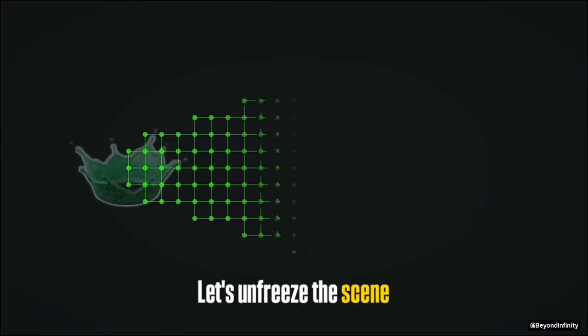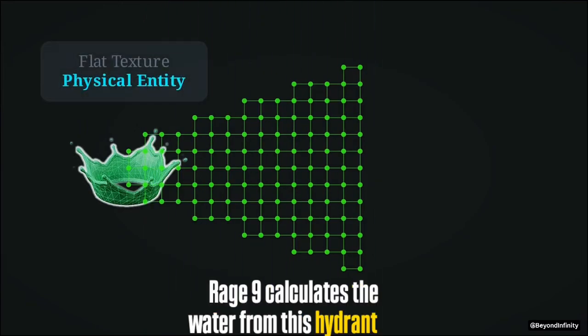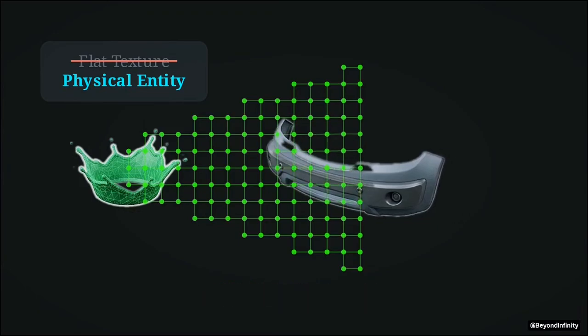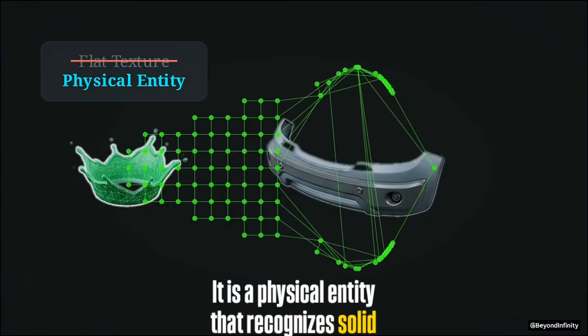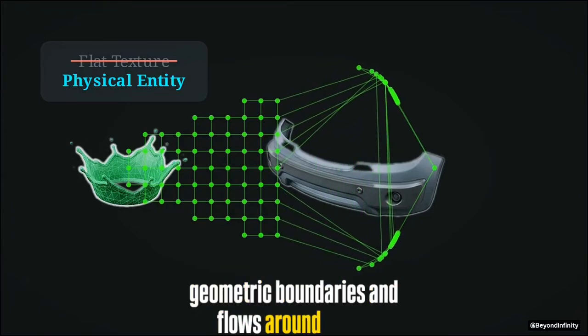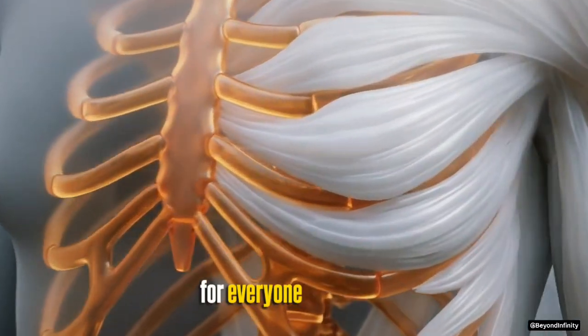Let's unfreeze the scene by a fraction of a second. Rage 9 calculates the water from this hydrant as a node-based volume. It isn't a flat texture, it is a physical entity that recognizes solid geometric boundaries and flows around them. This technology acts as a digital nervous system for everyone in the city.